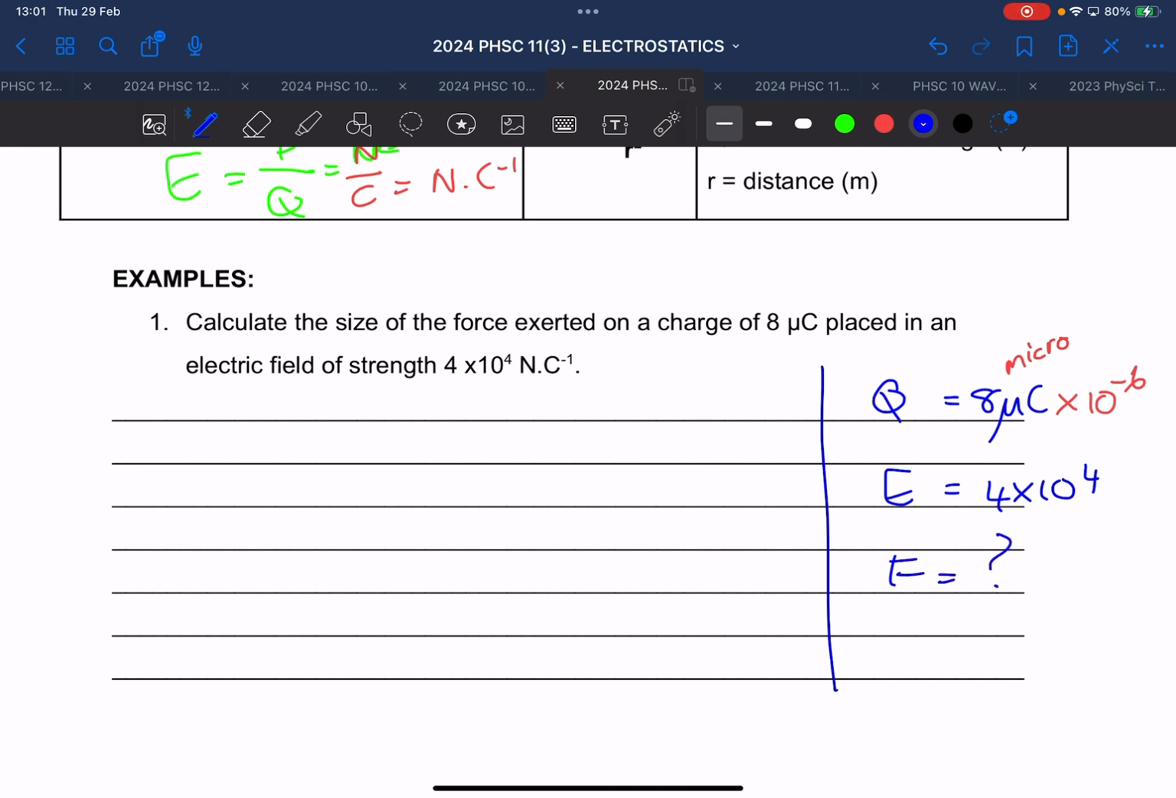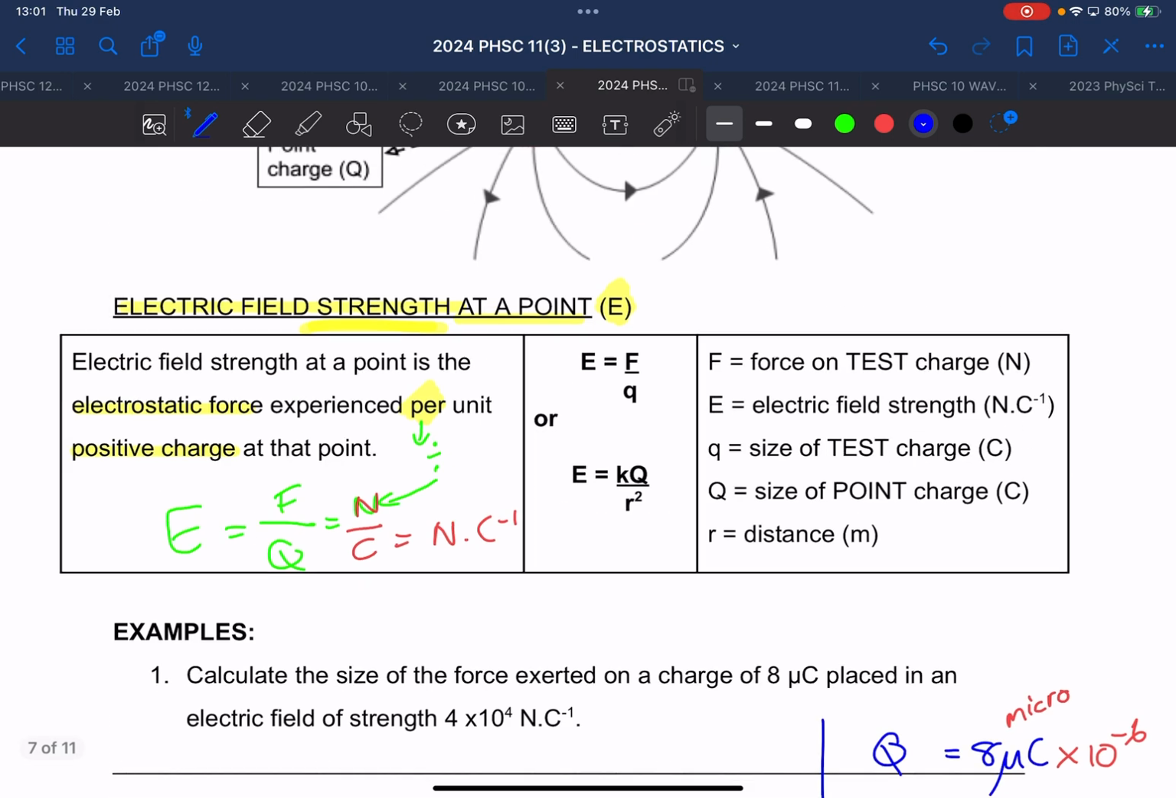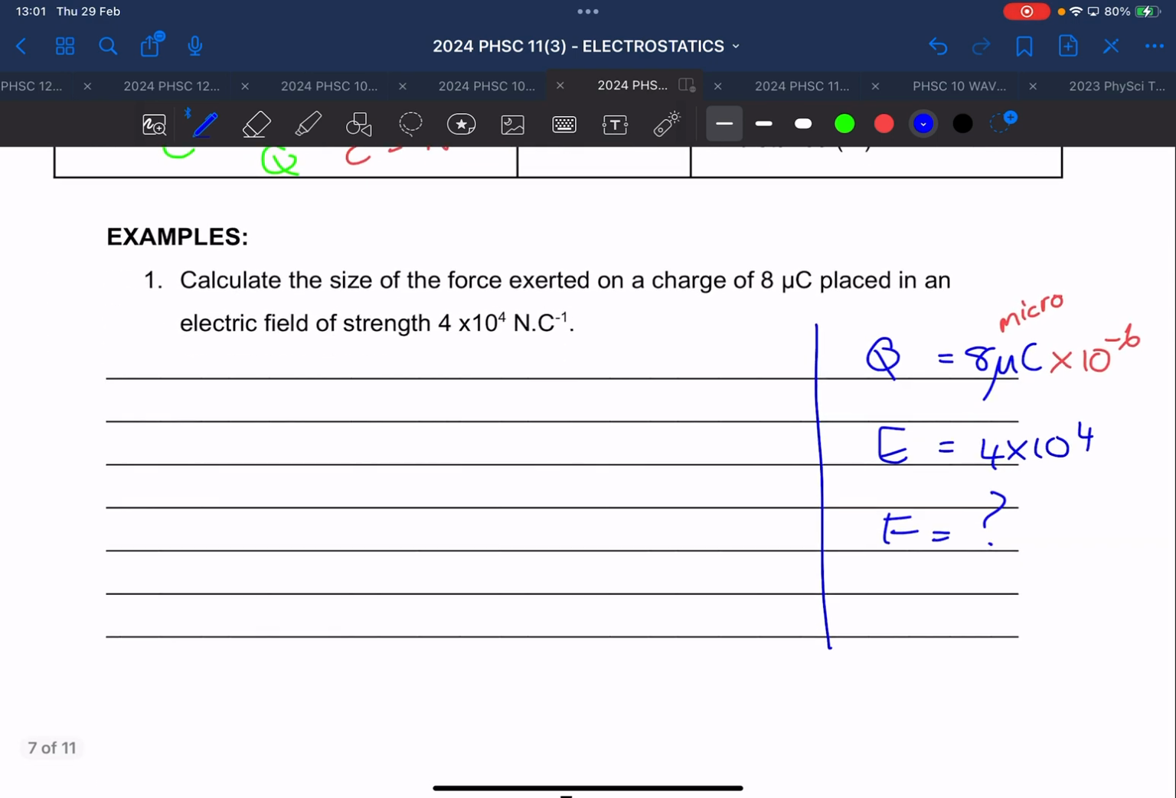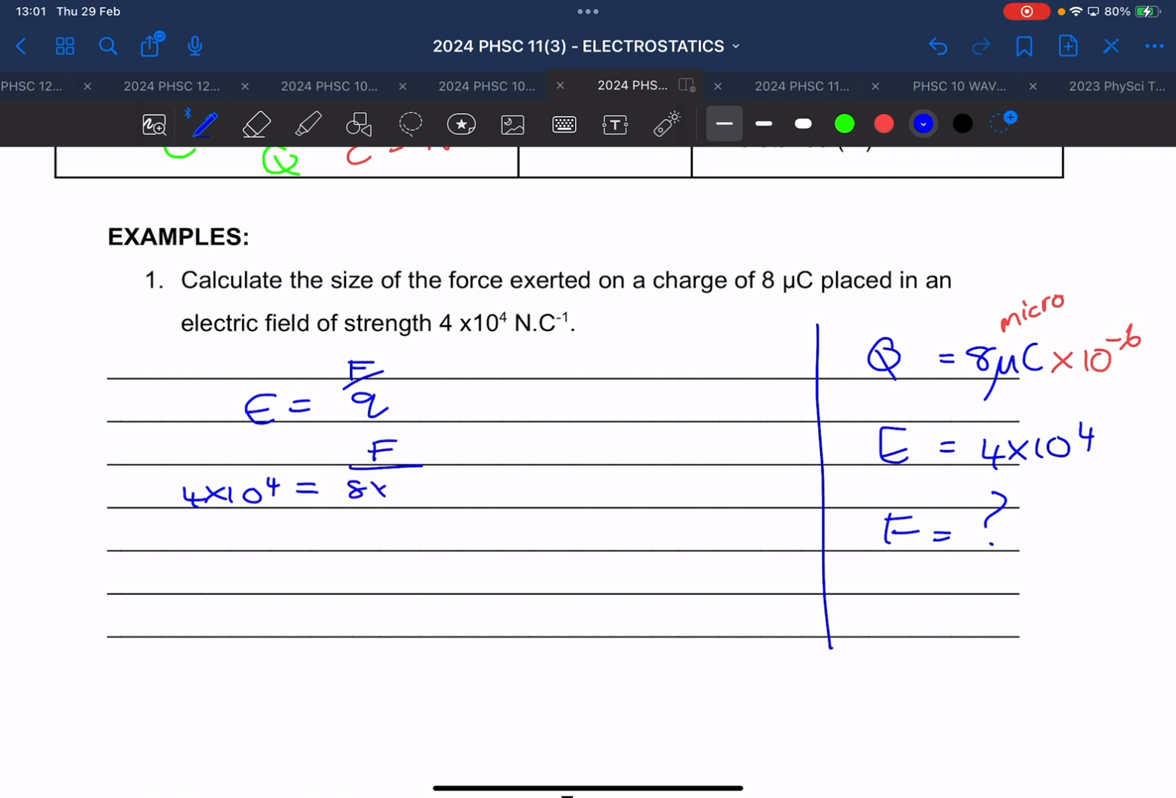So we're going to use that first formula. So E is F over Q. Now capital or lowercase, it doesn't matter. And you have 4 times 10 to the power 4. F we want to know, and this is 8 times 10 to the power negative 6.